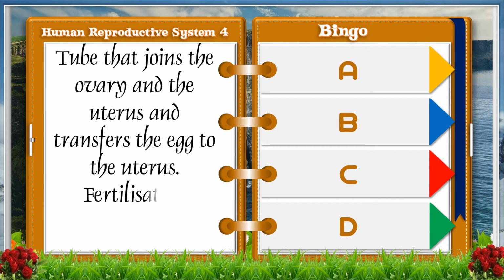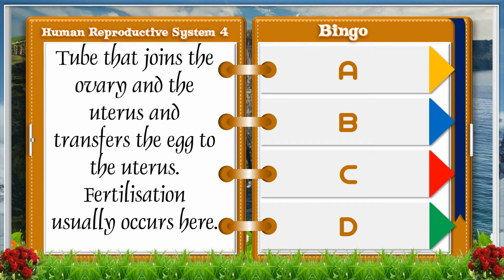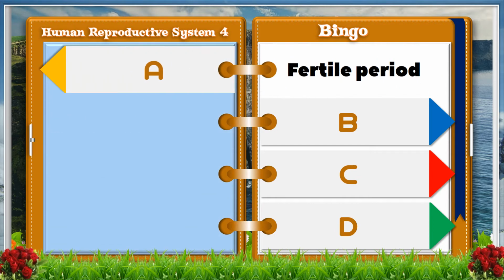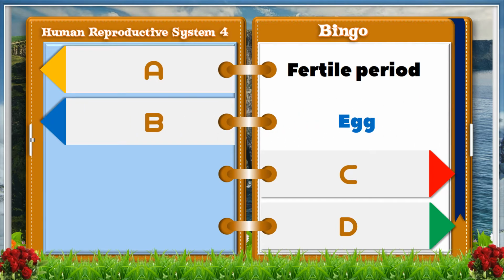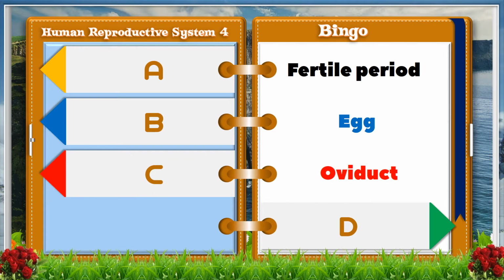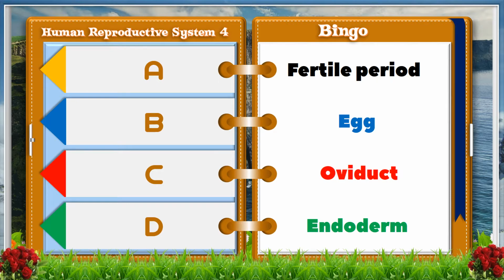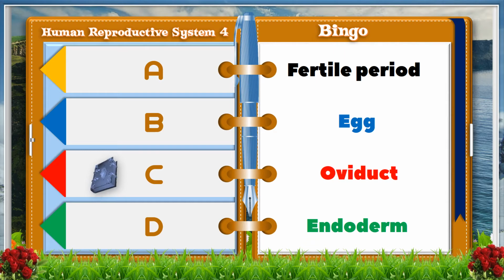Tube that joins the ovary and the uterus and transfers the egg to the uterus. Fertilization usually occurs here. A. Fertile period. B. Egg. C. Oviduct. D. Endoderm. And the answer is C. Oviduct.